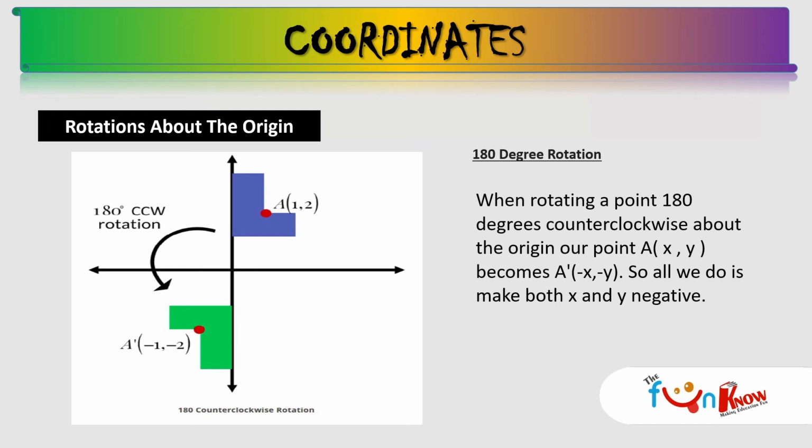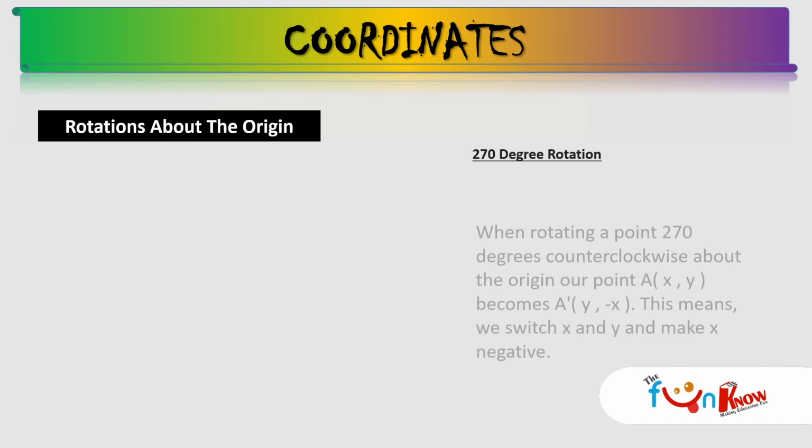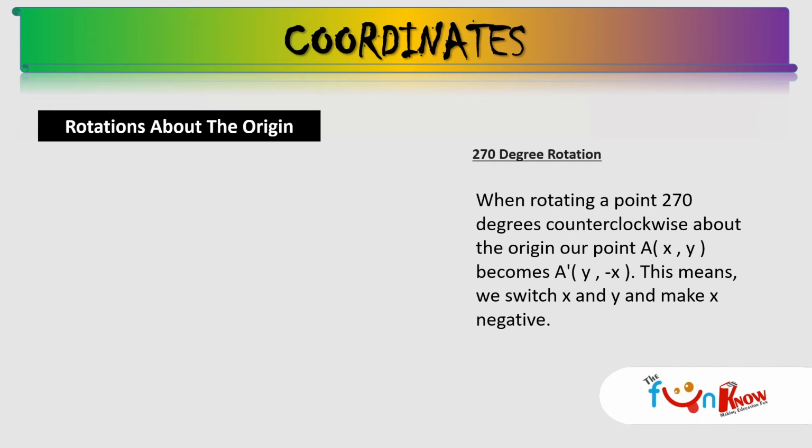Now we'll go towards our next rotation. The next type of rotation, students, is 270 degrees. If someone tells you to rotate this point by 270 degrees counterclockwise, then our original point (x, y), after rotating 270 degrees, becomes the new point A' (y, -x).